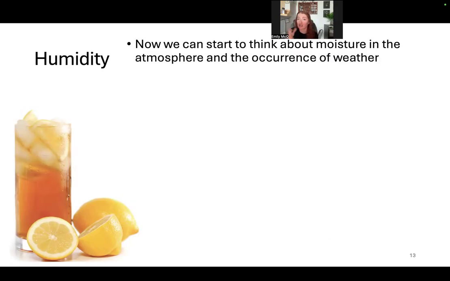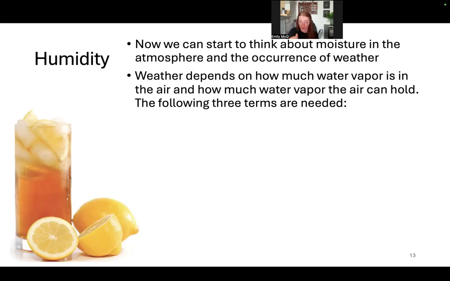So now we can start to think about moisture in the atmosphere and the occurrence of weather. Weather is entirely dependent on how much water vapor is in the air, and how much water vapor the air can hold. So the following three terms are utilized when we consider water vapor in the atmosphere. The saturation, how much water is in the atmosphere? This is the maximum amount of water vapor that air can hold, and it can hold a lot.